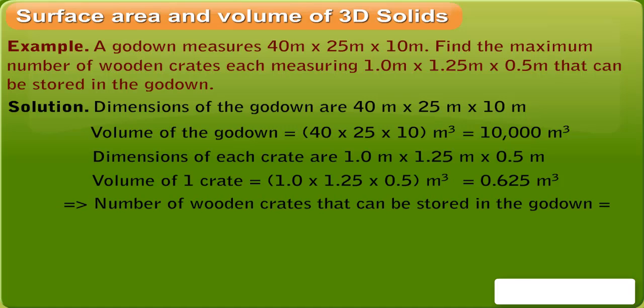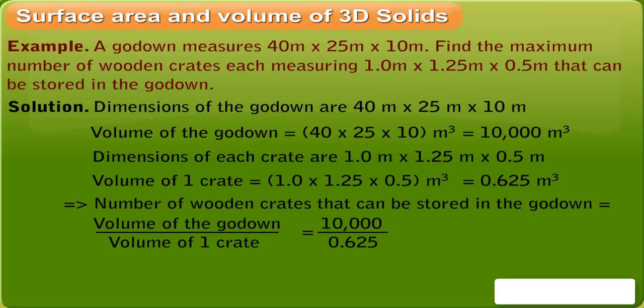Therefore, number of wooden crates that can be stored in the godown is equal to volume of the godown divided by volume of one crate is equal to 10,000 divided by 0.625 is equal to 10,000 into 1,000 divided by 625 is equal to 16,000. So, the number of wooden crates that can be stored in the godown is equal to 16,000.